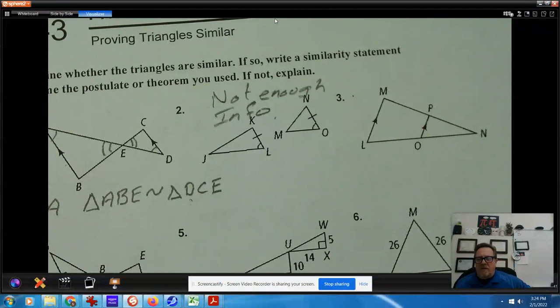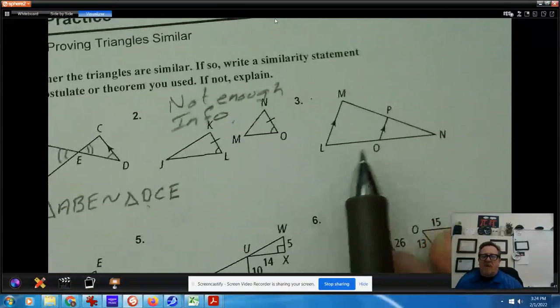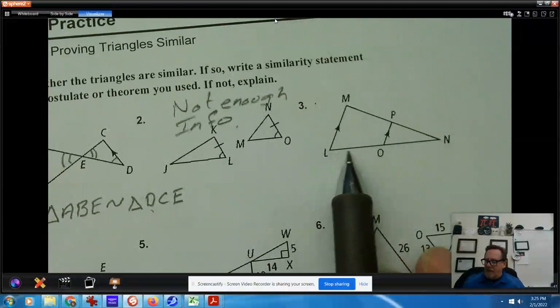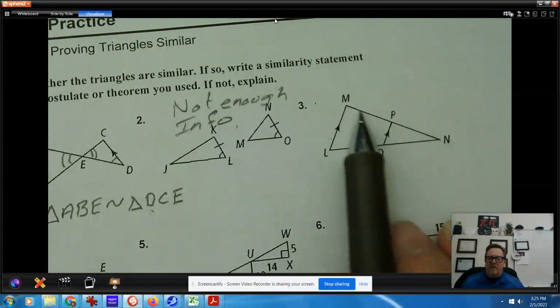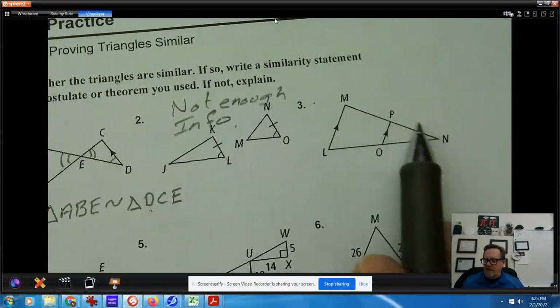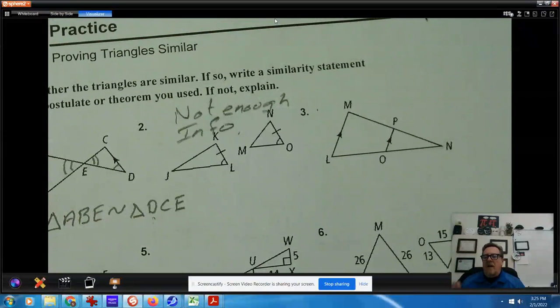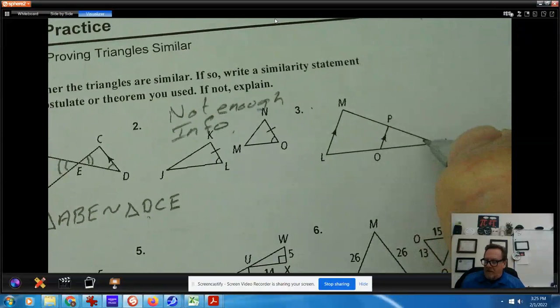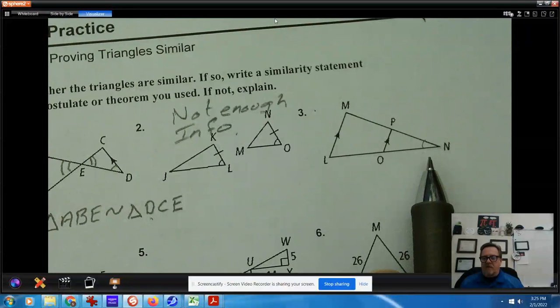Do we know anything about these? I'm looking at 3. Do you see 2 triangles? Sometimes it's kind of hard to see them. But L and M is one triangle, right? It's right there. And then there's a smaller triangle right here. ONP is another small triangle. Both of these triangles have a shared vertex right here. N is in both of them. And N's congruent to itself, right?